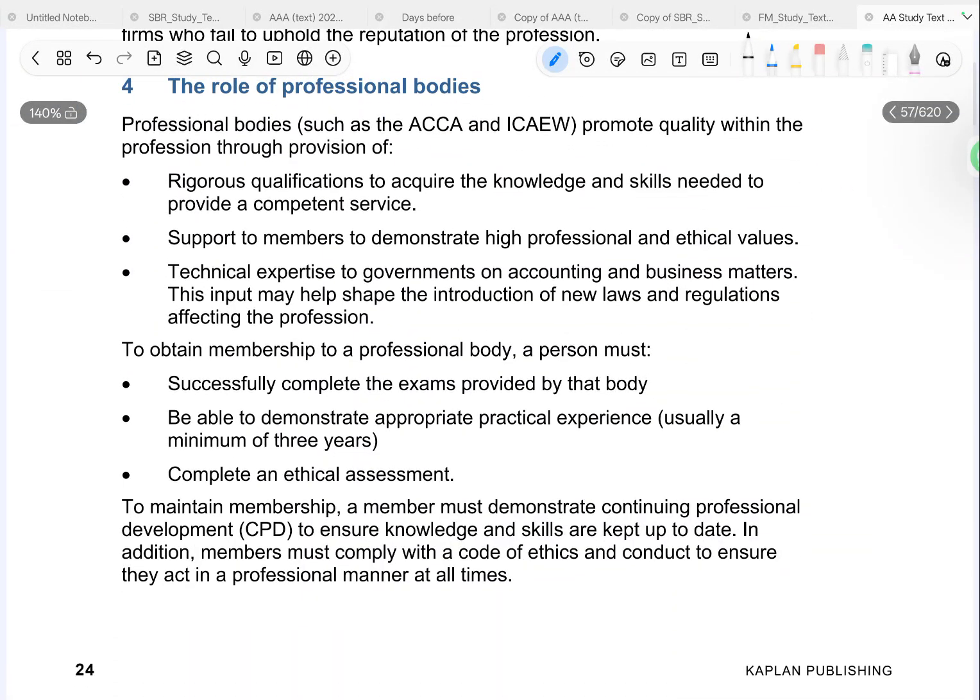So let's move forward and talk about the role of professional bodies. Professional bodies such as ACCA and ICAEW play a very important role in maintaining quality and professionalism. They do that in several ways. First, they provide rigorous professional qualification. These qualifications ensure that accountants and auditors develop the technical knowledge and skills needed to provide a competent professional service.